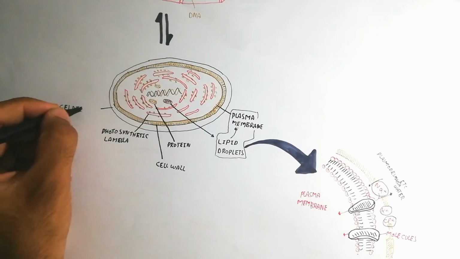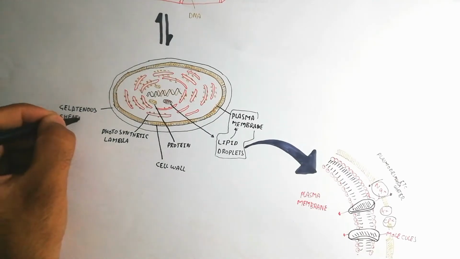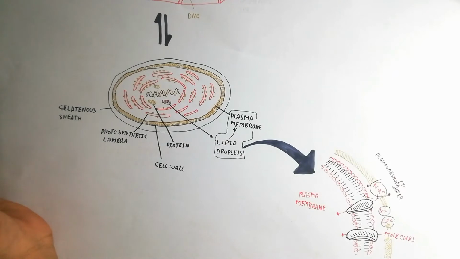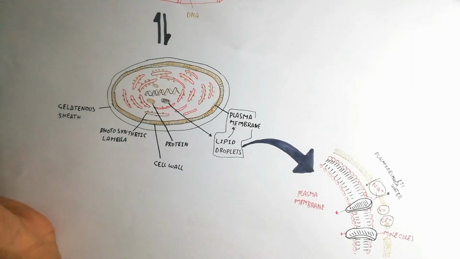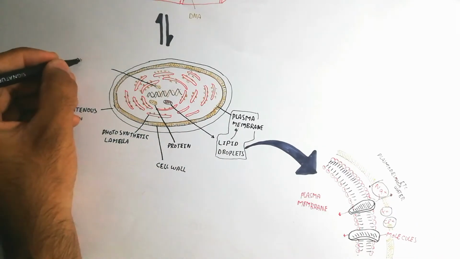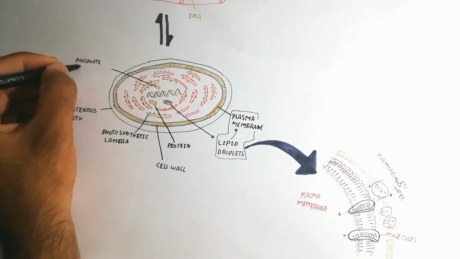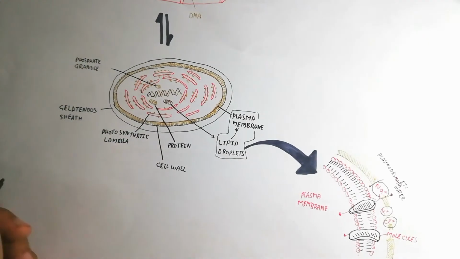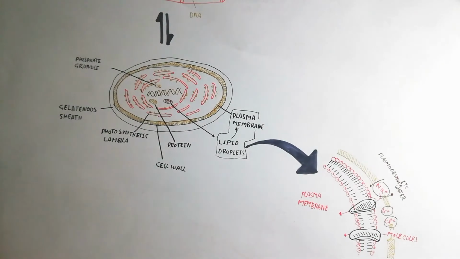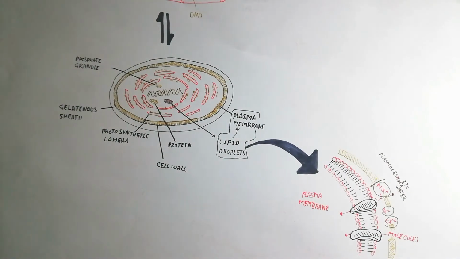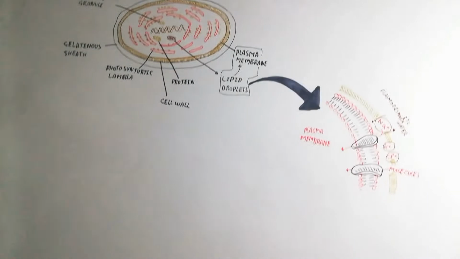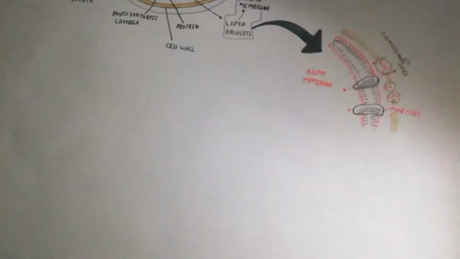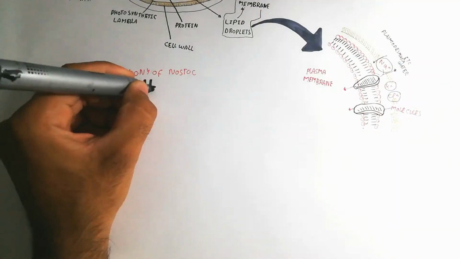The gelatinous sheet is present here, and here are the phosphate granules. The phosphate granules mean that phosphate is present, which is used for DNA repair, DNA replication and DNA synthesis. All of these things are due to the phosphate. The phosphate granule is provided to the DNA for different functions, which we will discuss later. So here is the structure.